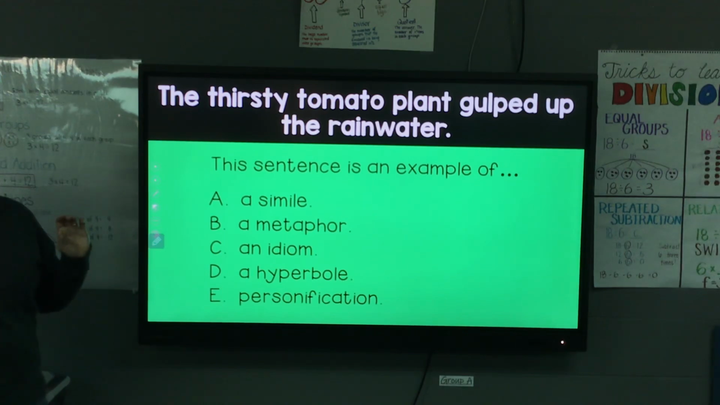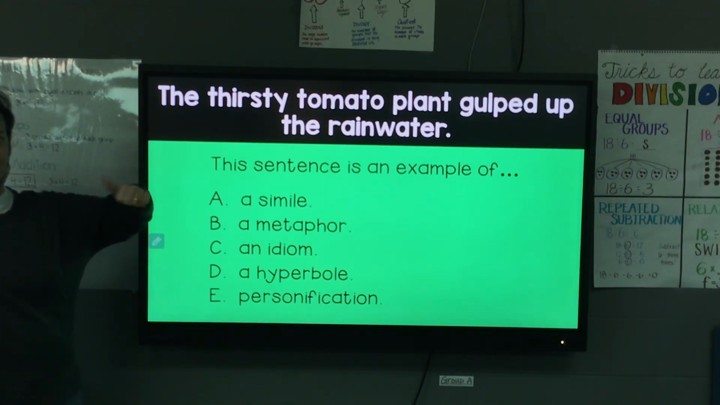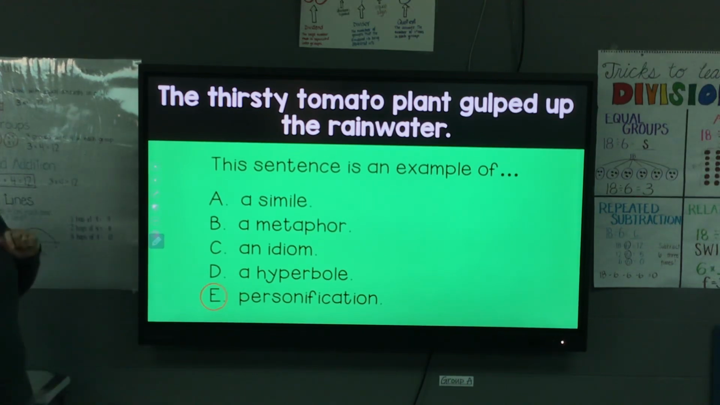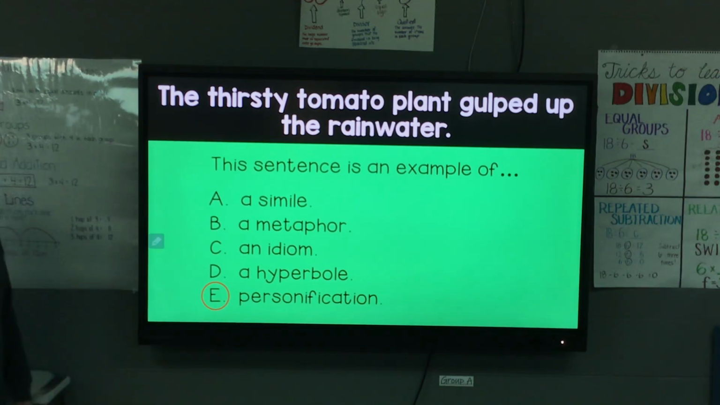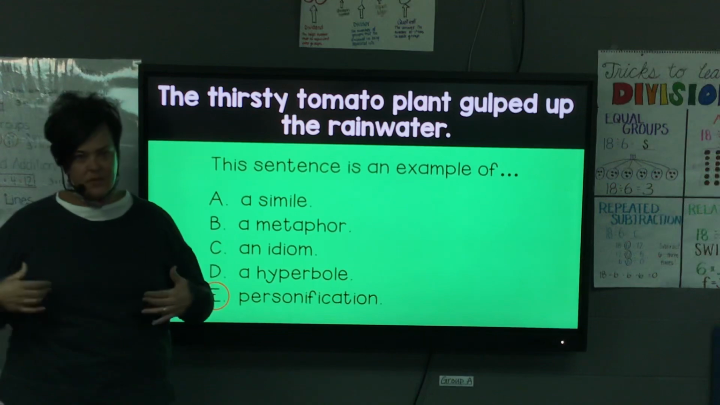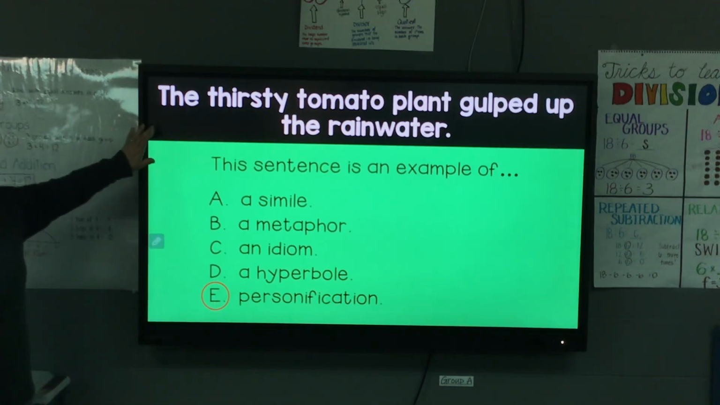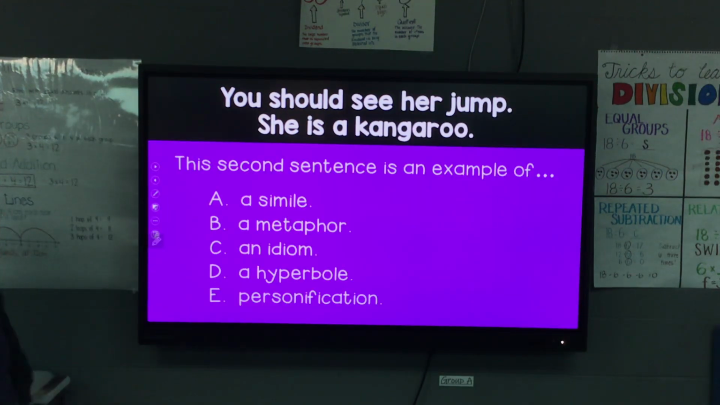You think so? You bet your next treat on it? Yes or no? Majority says yes. Okay, let's see. Whew. It was personification, because tomato plants don't really gulp water like a person would, right? That would be kind of creepy.